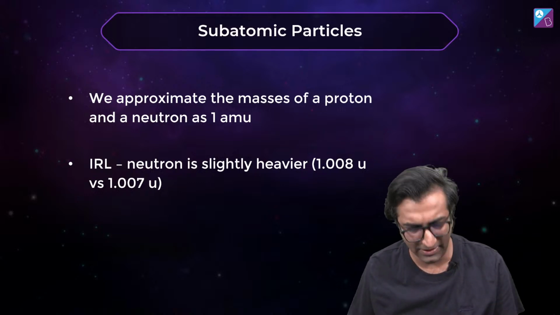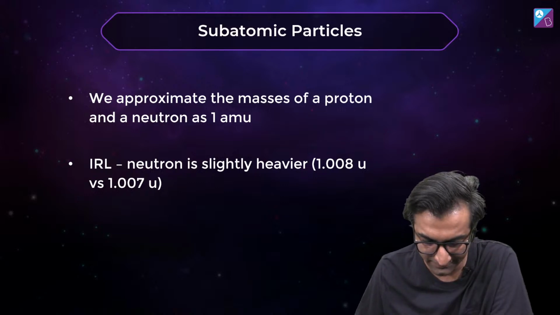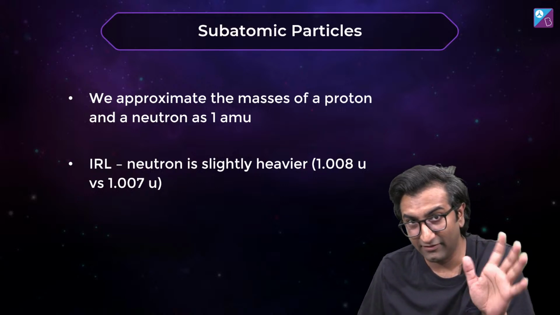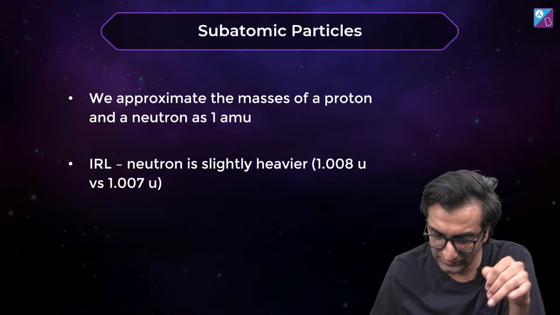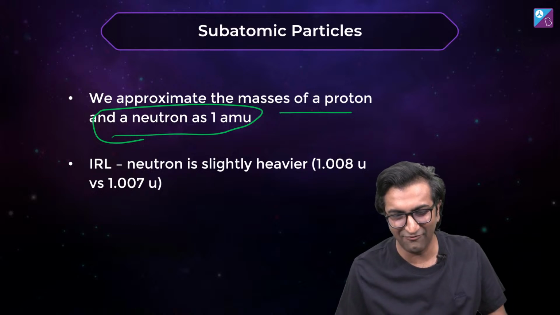Okay. Subatomic particles, right? Subatomic means we cannot see them, very tiny particles. And we say, right from the basics, that approximately the mass of a proton and a neutron is 1 AMU.